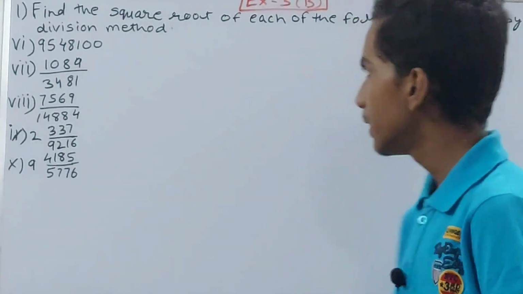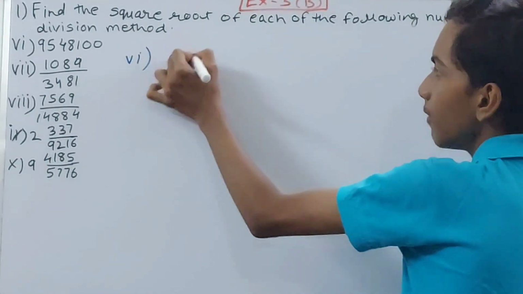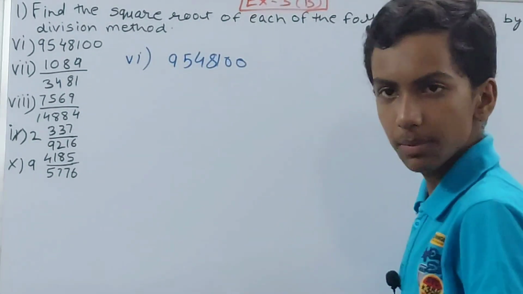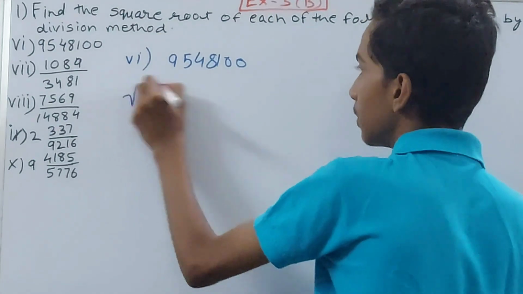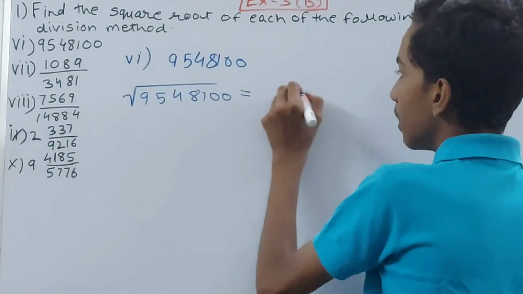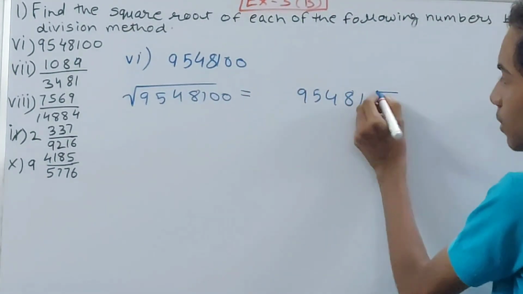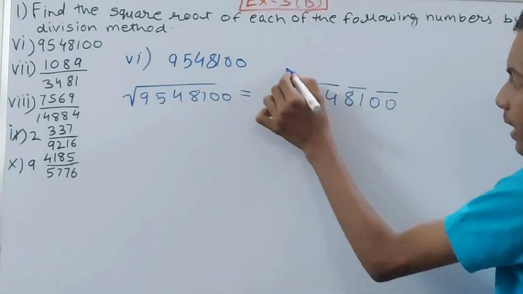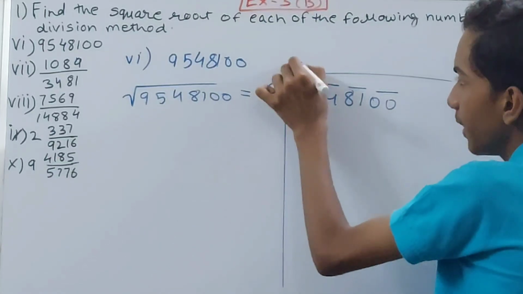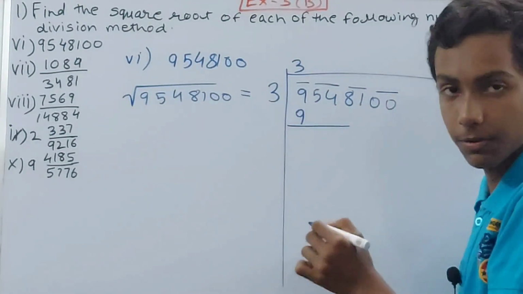Now the next part is we have 9548100. So this will be what? Let's make the pairs. 9548100, so 9, 54, 81, 00. And let's solve. So 9 will go by 3. How many times? 3 times. So here we'll write 9. Of course 9 is the square of 3, so 0.